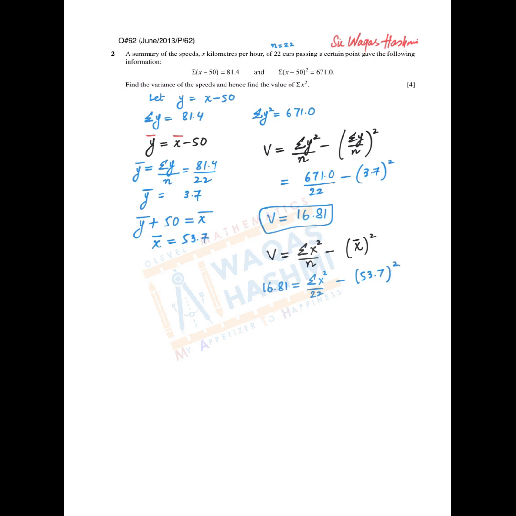By solving the equation, you can get the value of summation of x square, that will be 16.81 plus 53.7 whole square, times 22, is equal to summation x square. So the value for summation of x square is 63811. So that is your final answer.